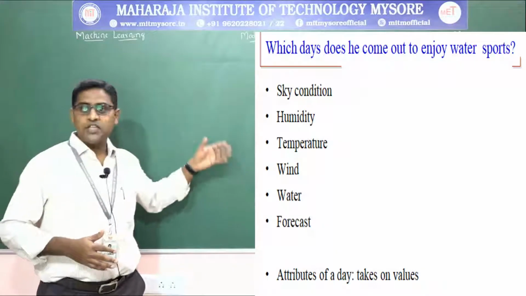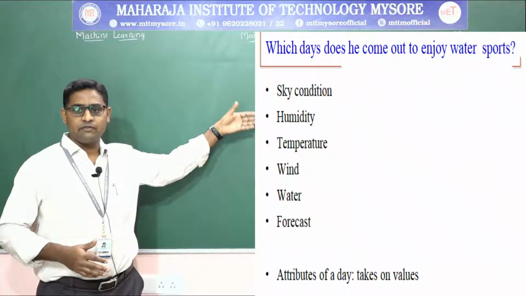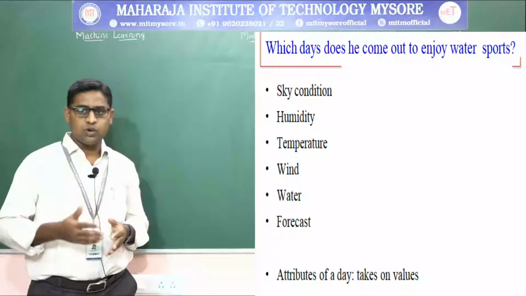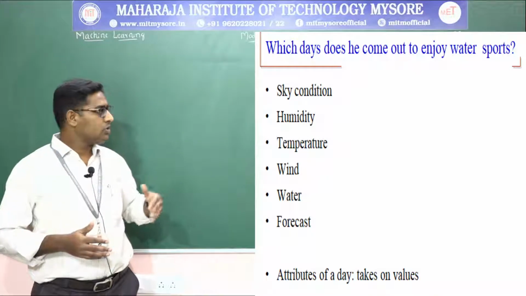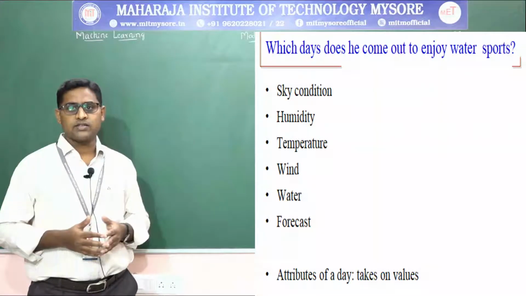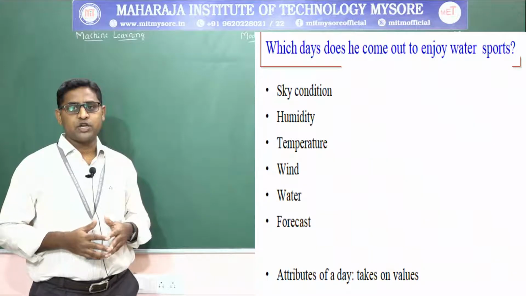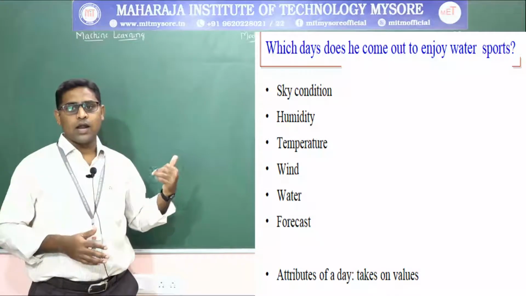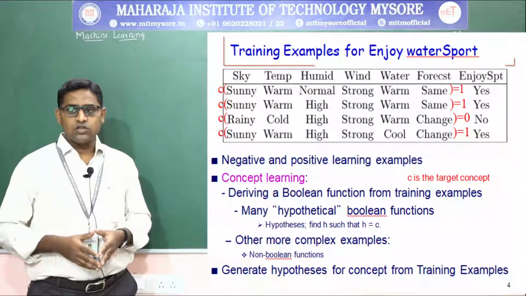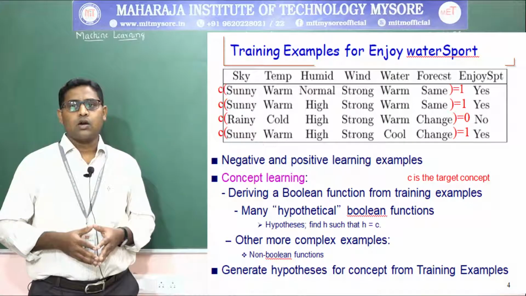Next, on which days he will come out to enjoy the water sport, these are the attributes which will define on what day Sachin Tendulkar will be going to enjoy the water sport, taking on some values for the 6 attributes. What we have defined here is sky condition, humidity, air temperature, wind, water and forecast. These are the attributes. For those respective attributes we have training examples for enjoying the water sport.